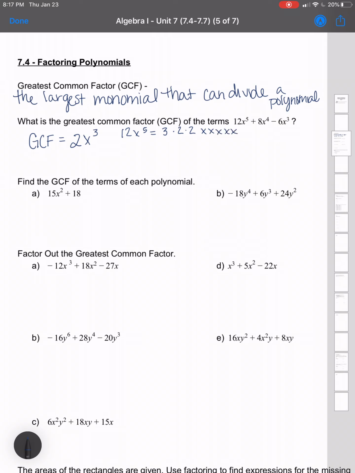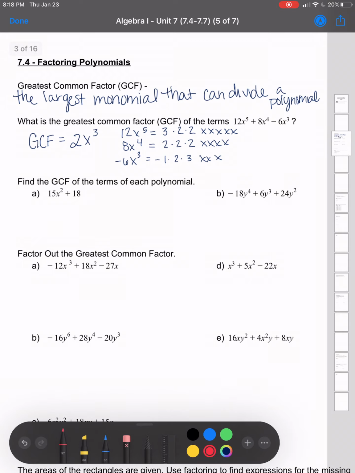Okay. And you're going to do that same thing for each term. So now I'm looking at 8x to the fourth. 8 is 2 times 2 times 2, and then 4 x's. And then we have negative 6x cubed, which is going to be a negative 1 times 2 times 3, and then 3 x's. And we're looking for what all three of those have in common.